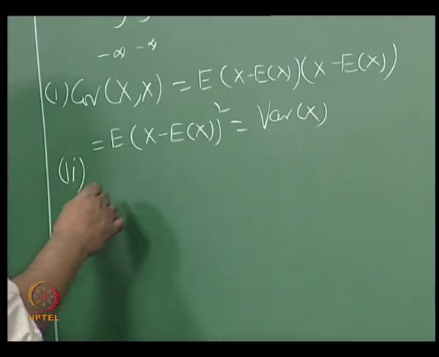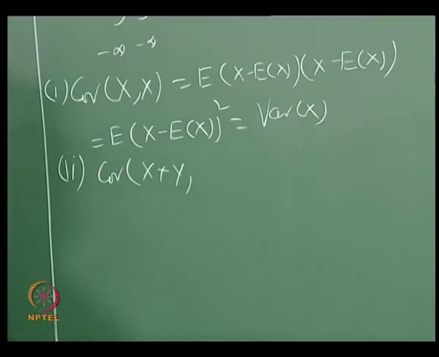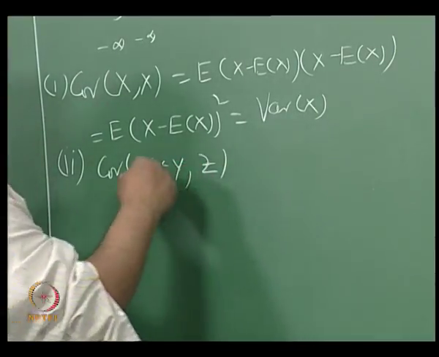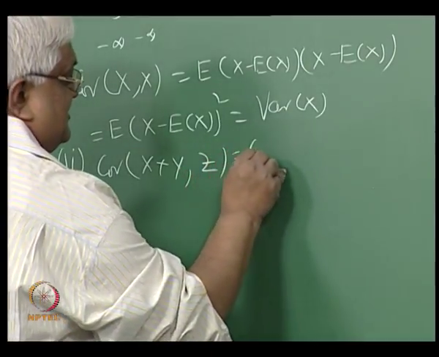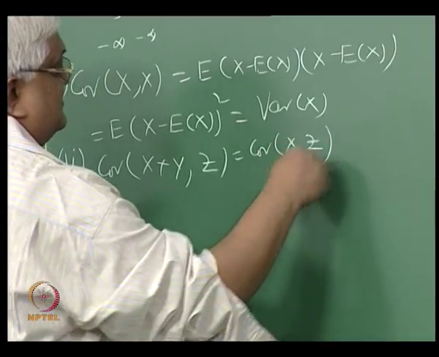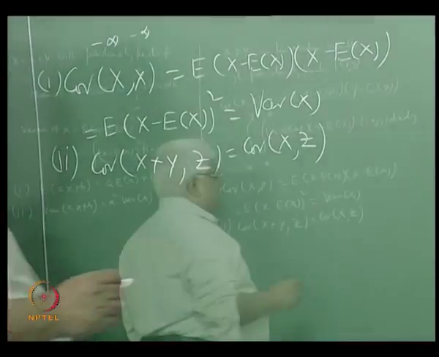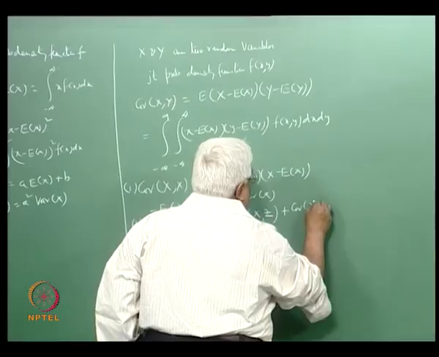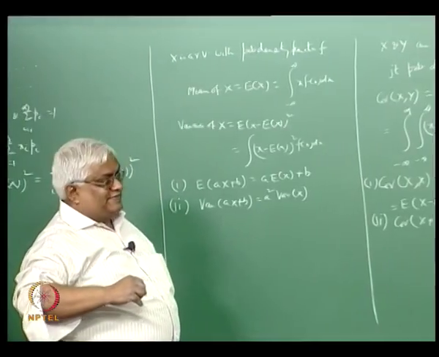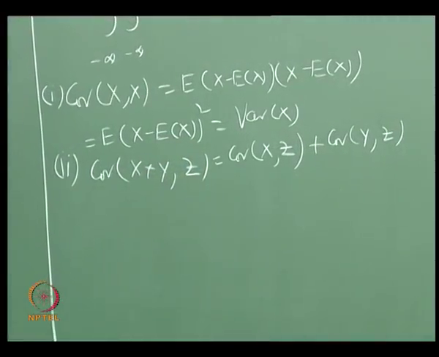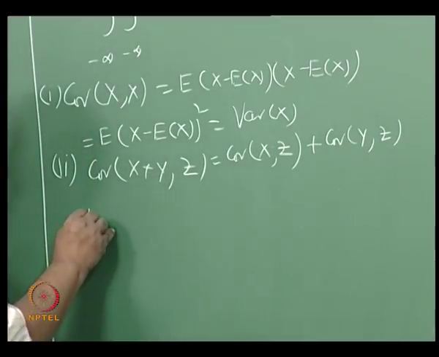What are the formulas? Say covariance of x plus y with z is nothing but covariance of x z plus covariance of y z. Is this true? Why? Just apply the definition.